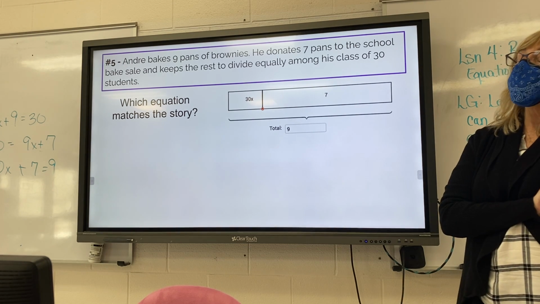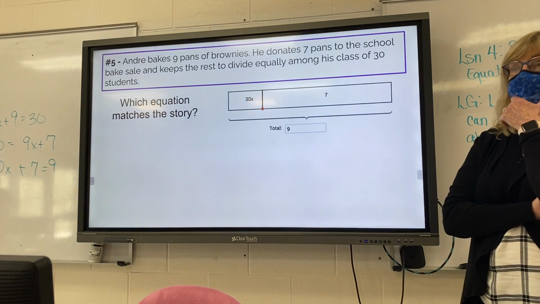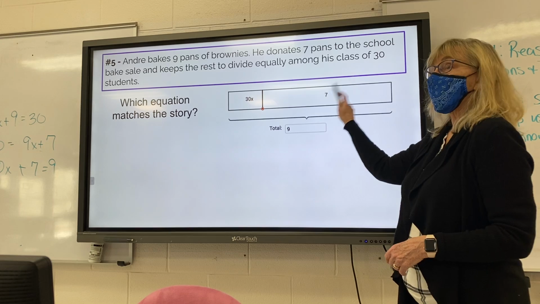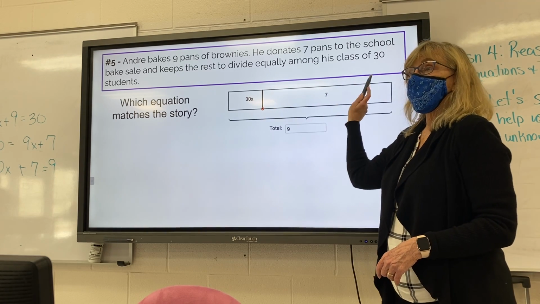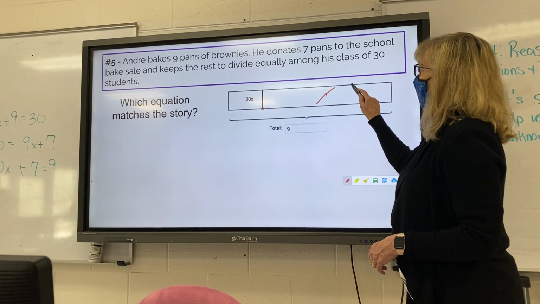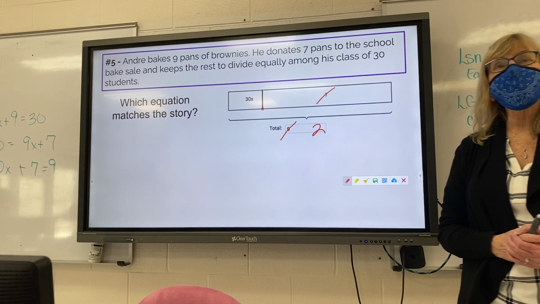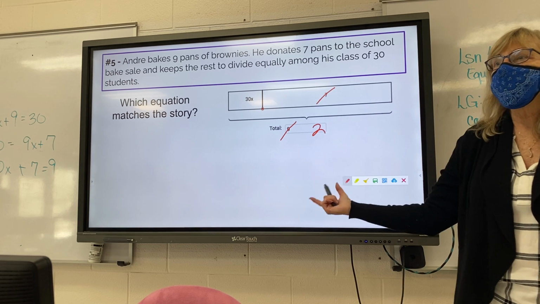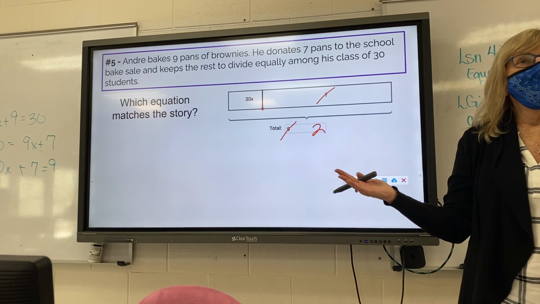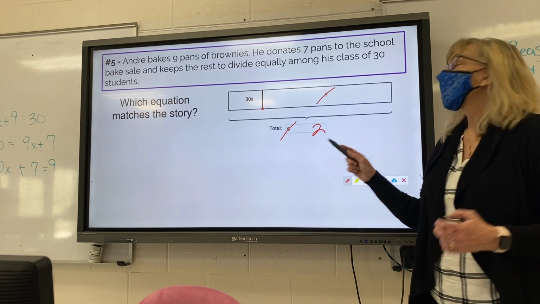All right, so what are they telling you to do? Subtract. What are you going to subtract? Because we want this to go away. We want this to be by itself, and we want that to go away. So we're going to subtract the 7. If I subtract it there, what do I have to do here? Subtract it, so he only has 2 pans left. Does that make sense? If he gives away 7, how many does he have left? 2. So he walks into class with 2 pans. He divides it by 30. Are we going to divide 2 by 30 or 30 by 2? 2 by 30.